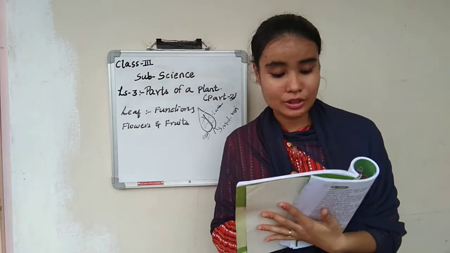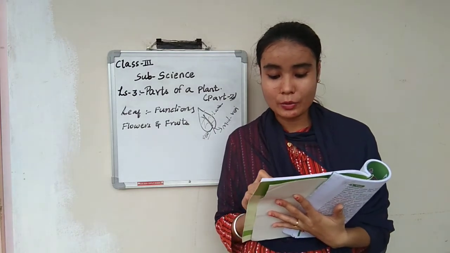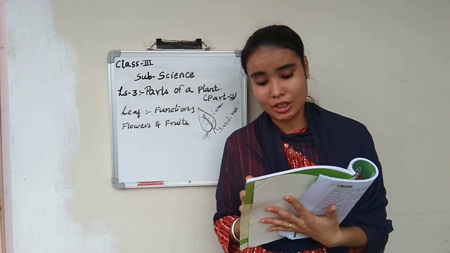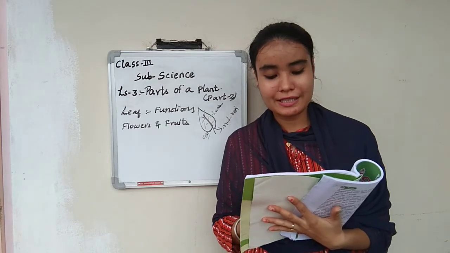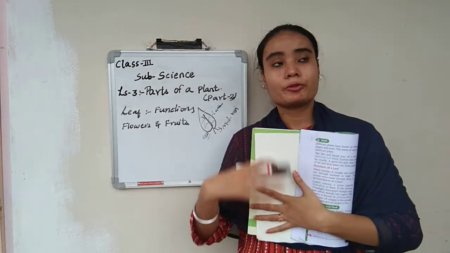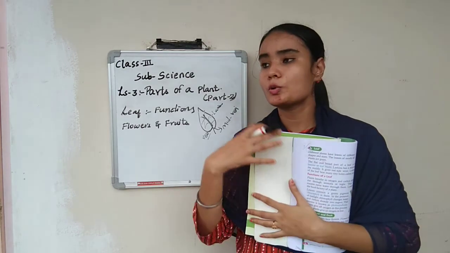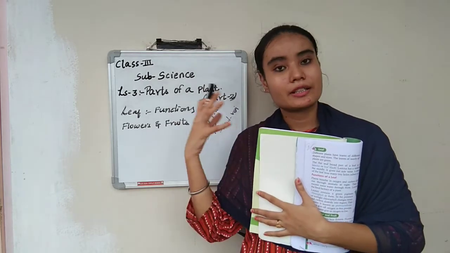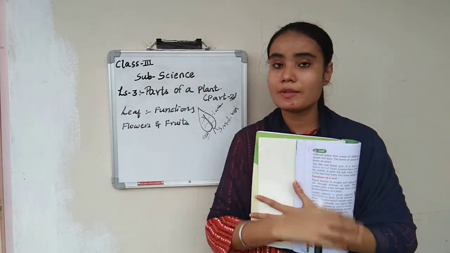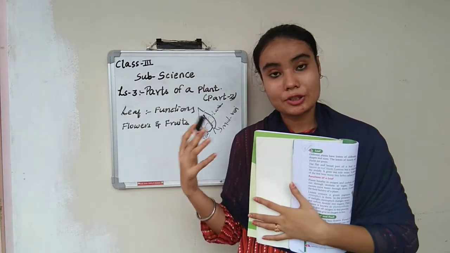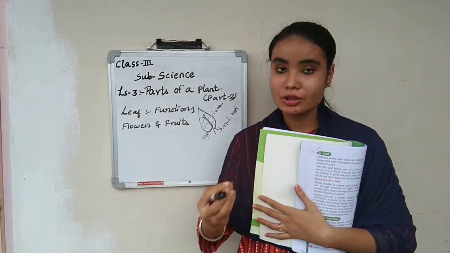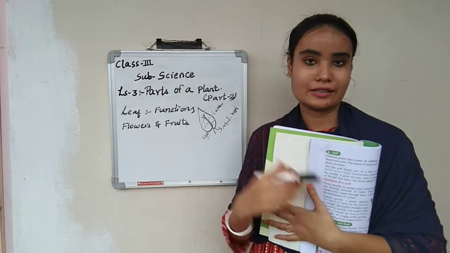Coming to the fruit, some fruits like mango have only one seed inside each. Fruits like pea and apple have a few seeds inside each. Fruits like tomato and papaya have many seeds inside each. So fruits have seeds. Some fruits have only one seed, but some have many seeds, like tomato and papaya. The more seeds there are, the more plants can grow.